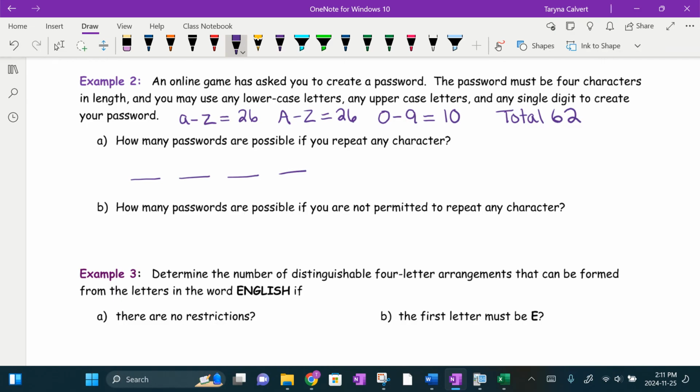When I look at my first option to make my password, I have 62. How many for the second part of my password? 62, because can I repeat? Yes. So technically, could I use uppercase A, uppercase A, uppercase A, uppercase A? Would that be smart?